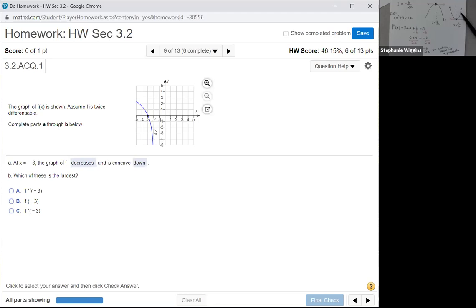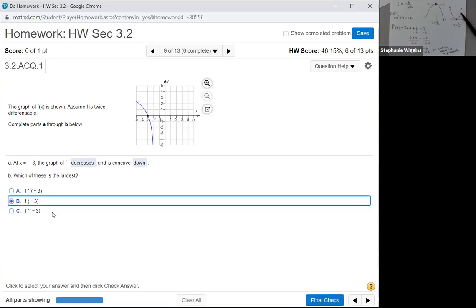So really, that's not helping me. And oh yeah, which is the largest? So 0 is the largest. You've got two negative numbers, and then you've got 0. So 0 is the largest. So it's kind of a tricky problem.